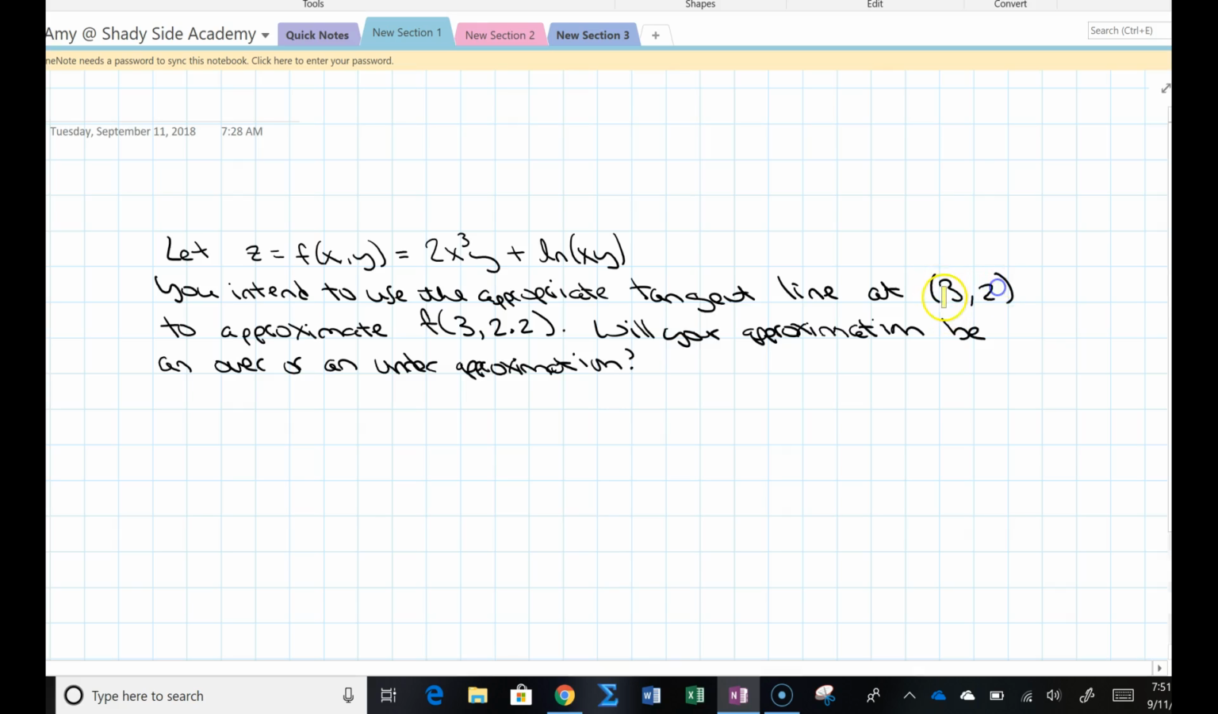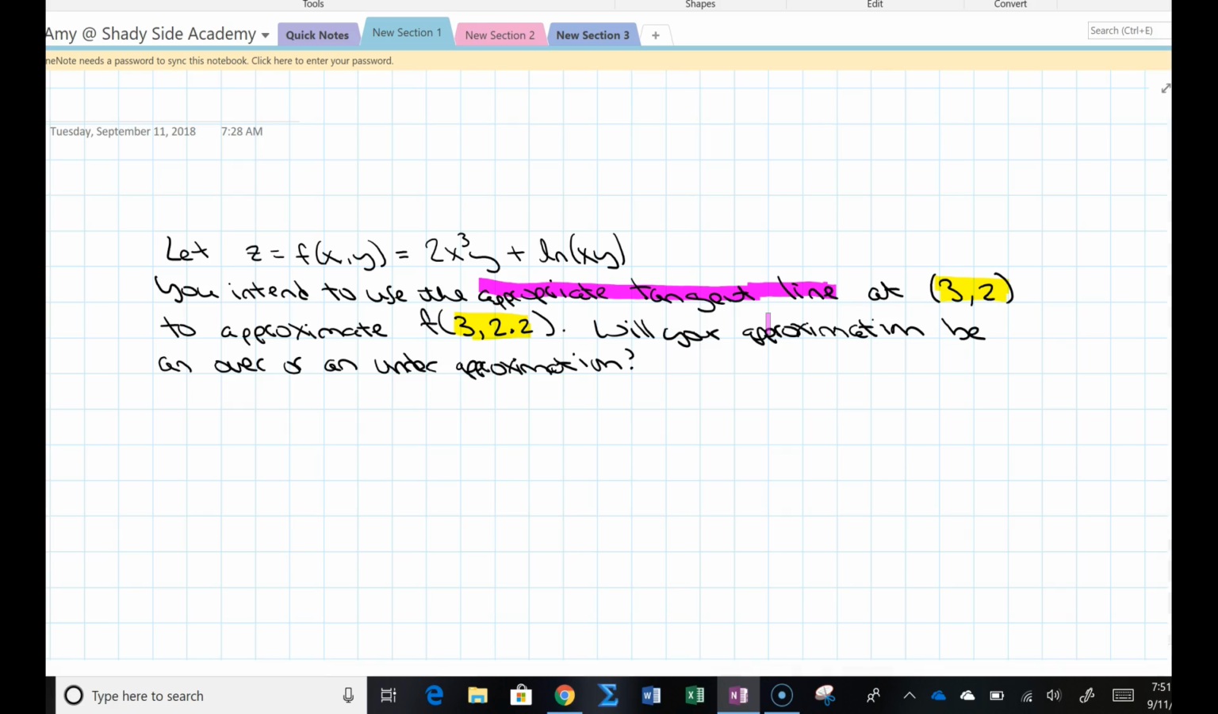Let's think about the point of tangency and the point at which I want you to approximate. And you'll notice that when I go from 3, 2 to 3, 2.2, x is being held constant. So what's changing here is the y value. And so the appropriate tangent line, this phrase here is key. The appropriate tangent line here is going to be in the y direction.